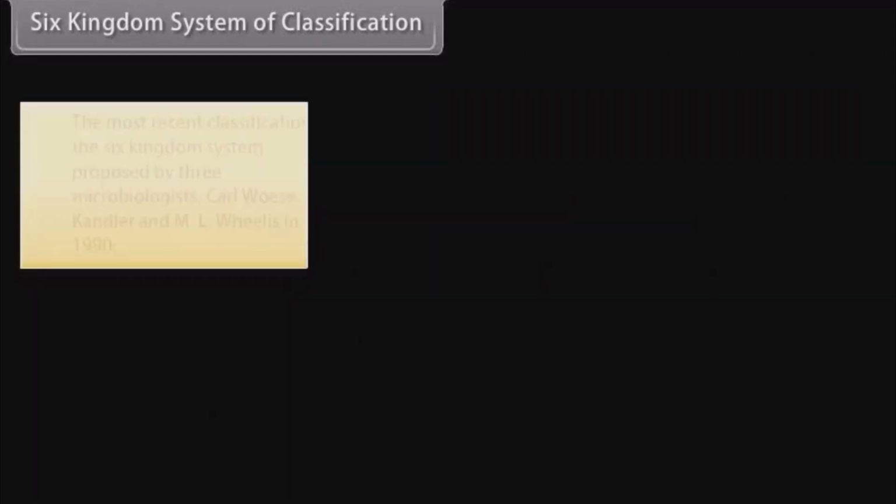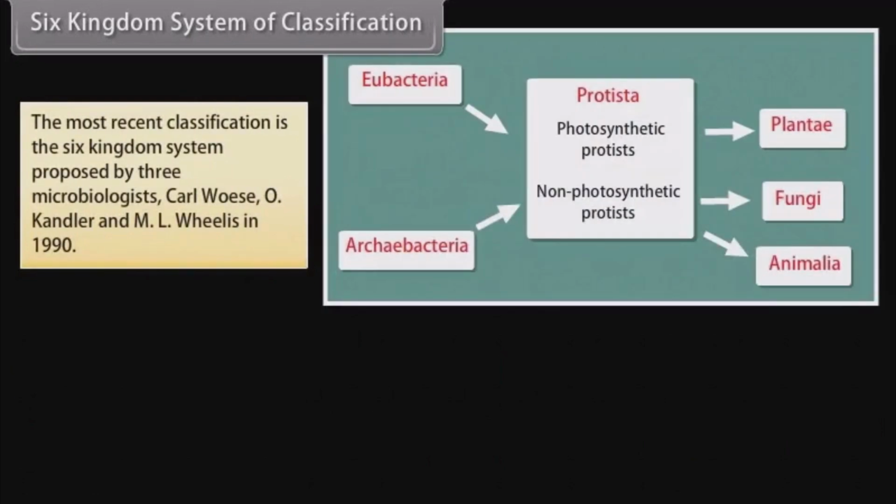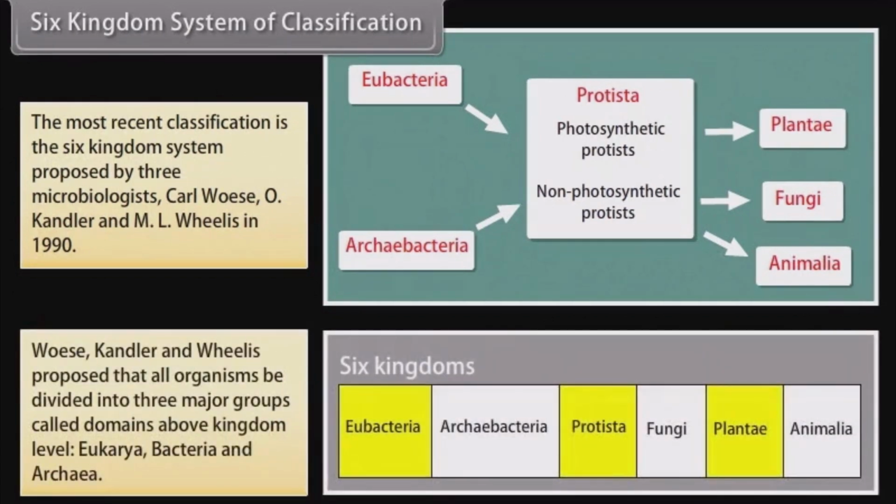Six-kingdom system of classification. The most recent classification is the six-kingdom system proposed by three microbiologists, Carl Woese, O. Kandler, and Mark Wheelis in 1990. Woese, Kandler, and Wheelis proposed that all organisms be divided into three major groups called domains above kingdom level: Eukarya, Bacteria, and Archaea.